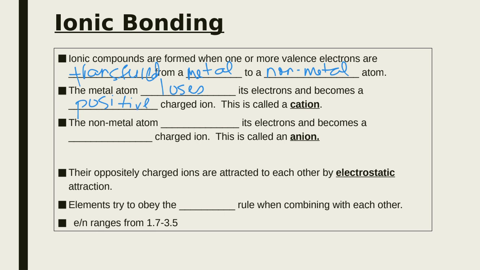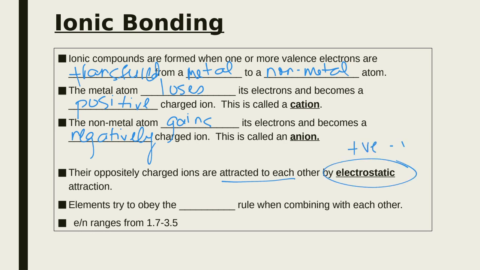The nonmetal gains its electrons, again, has a higher electronegativity, so that means it has more of an attraction for electrons, and it becomes a negatively charged ion, which we call an anion. So these two ions, the cation and the anion, are attracted to each other by electrostatic forces. Remember, electrostatic is the attraction of positives and negatives to each other.